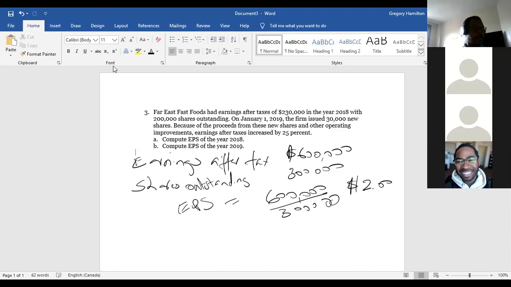So that's for A, and B, as you were saying, Kieran? Yeah, it ends up being like 2.20. You take 600 then multiply by 1.25, get 750, divide by 340, and you get 2.2. Everyone gets how he did that one? Okay.